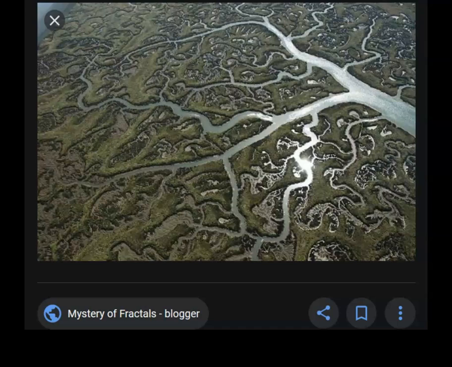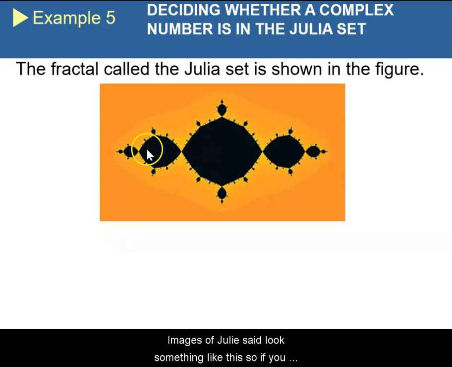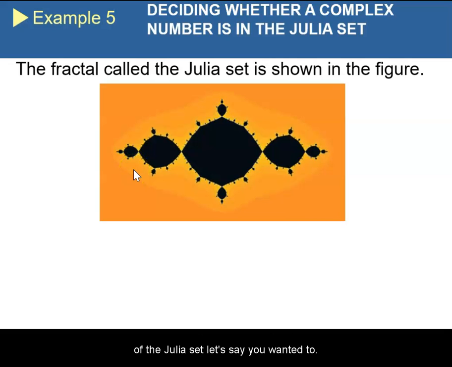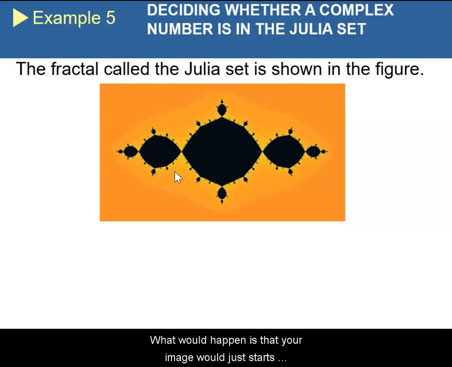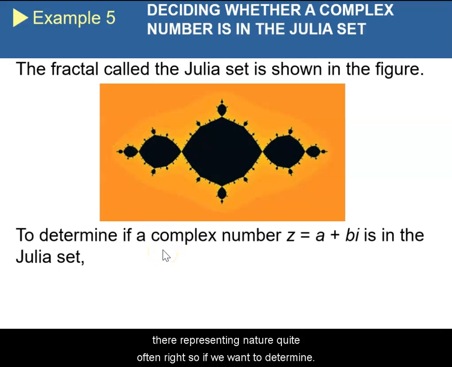Okay, let's go ahead and get started. So the image of the Julia set looks something like this. If you were to Google Julia set and go to an interactive map of the Julia set, and say you wanted to zoom in here, your image would just start to repeat itself. You can zoom in an infinite amount of times. You can never stop zooming in. And the pattern goes through several iterations that then start to repeat itself. It's very interesting. And again, as you see, they're represented in nature quite often, right?